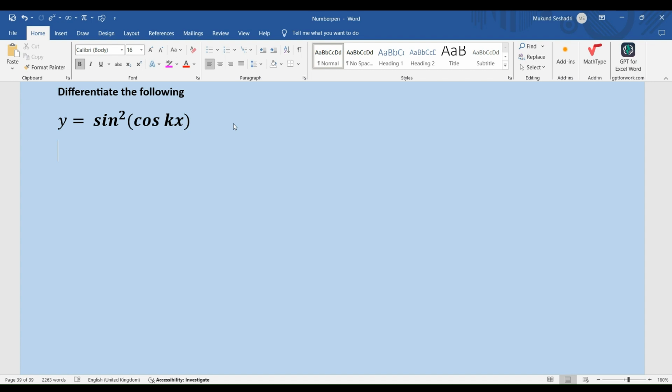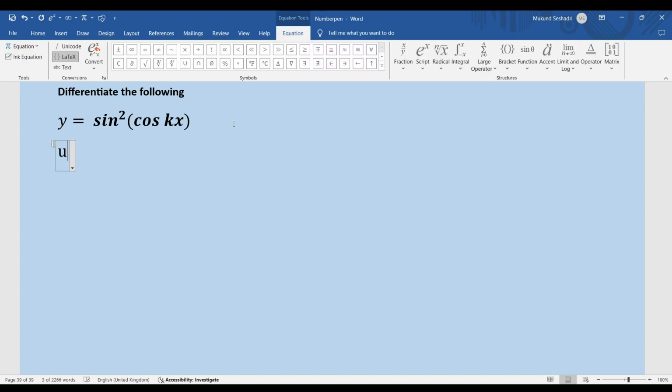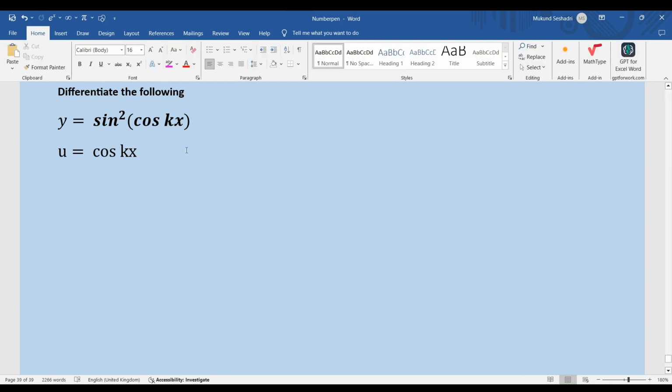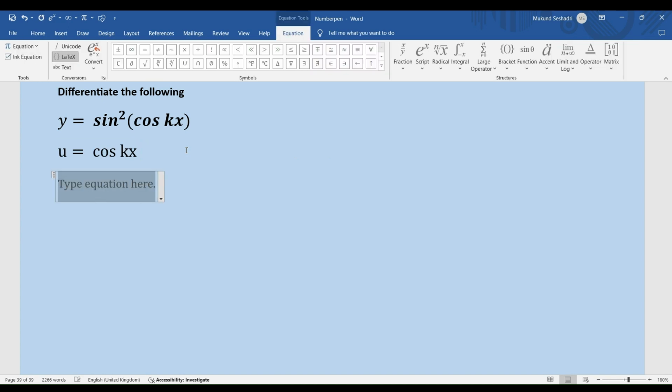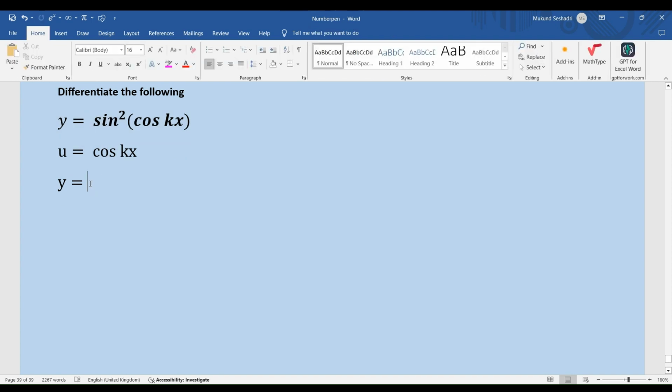And what is that substitution that we will have to make in order to reduce y to a much simpler equation, whose derivative we can establish by first principles, or we can quickly arrive at? So I'm going to do the substitution u equals cos of kx. And when I do this substitution and put it back in y, what do I get? y equals sine square of u.